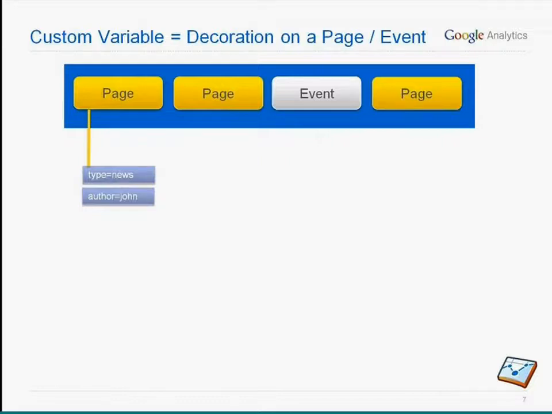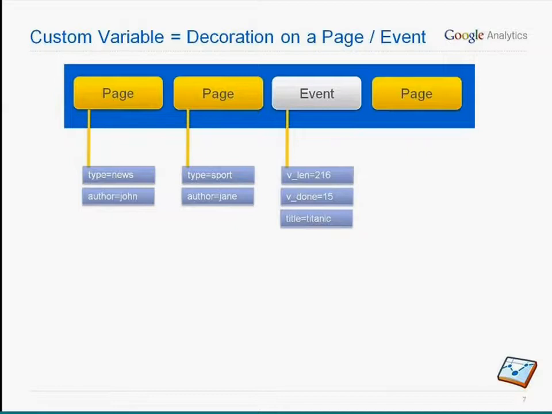So clearly this is intended as a way for me to segment my traffic and pages for better analysis later. So let me continue. On page 2, I may say the page I'm looking at is sports, and the author who wrote that page is Jane. And then on that page, there may be a video on that page. And the user, in this case you, may come in. The total length of the video could be 216 seconds, and you may have watched 15 seconds. And the title of that movie could be Titanic.